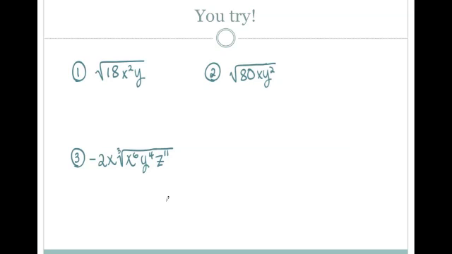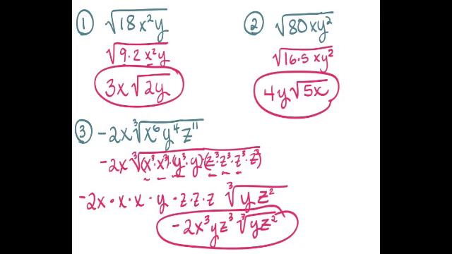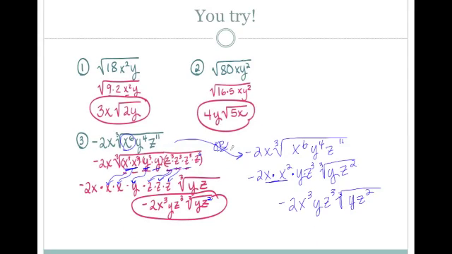Okay, now you try these. So pause the video and then come back and check your work. These would be good examples to add to your notes and in your win book.